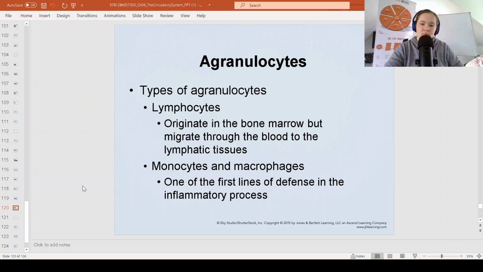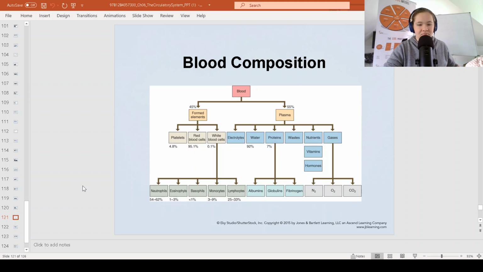For the agranulocytes, we've got two types: the lymphocytes, which originate in the bone marrow but migrate through the blood to the lymphatic tissues, and the monocytes and macrophages, which are one of the first lines of defense in the inflammatory process.